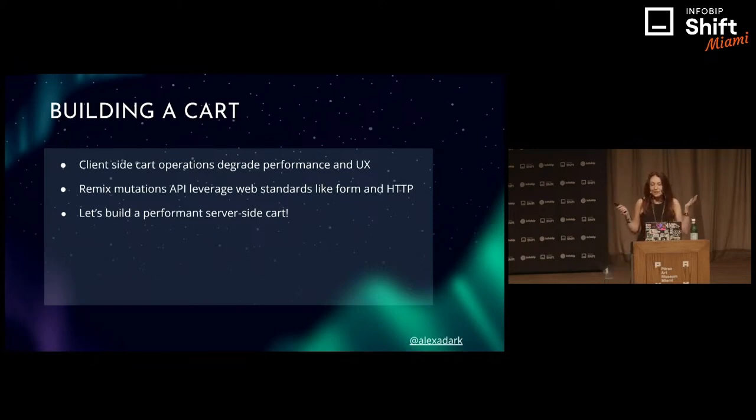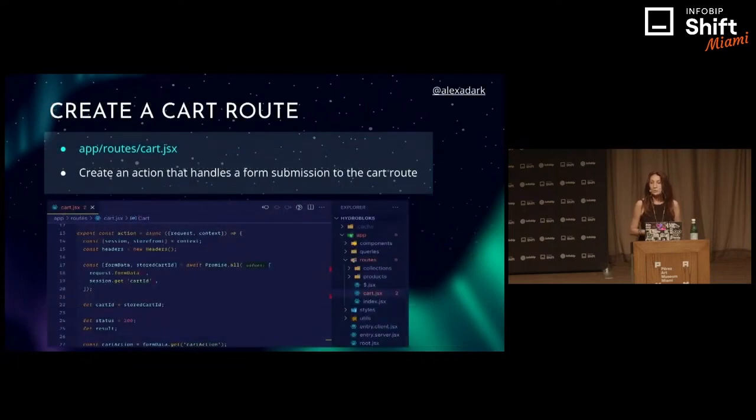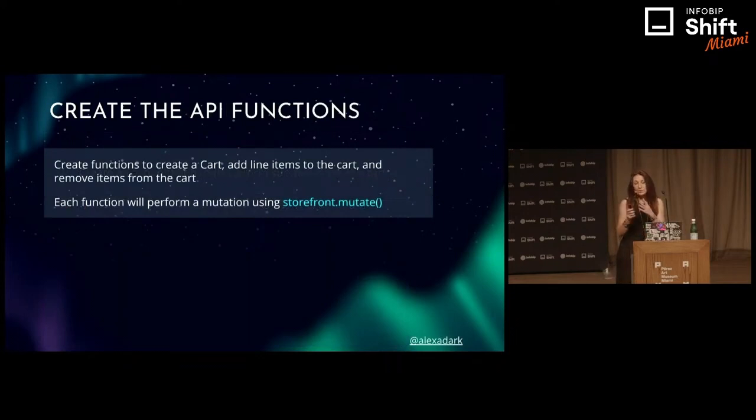So let's build a performant server-side cart. To build this cart, first we need to create a route. So we create a cart route, and in this route, we create an action that handles a form submission to the cart route. And then we need to create API functions. We need a function to create the cart, a function to add items to the cart, and a function to remove items from the cart. And each function will perform a mutation using storefront.mutate.